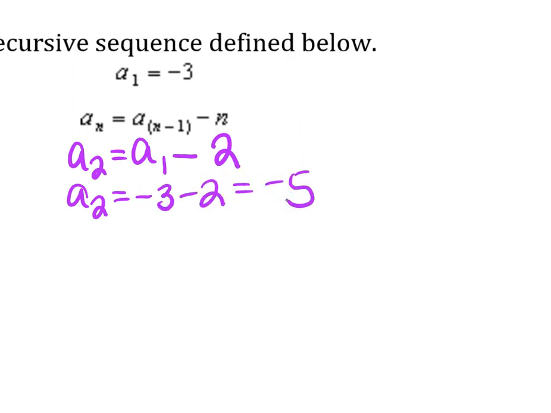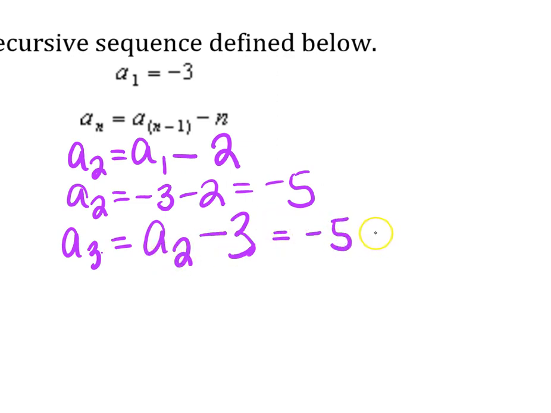So I get -5. Okay, now the pattern continues. If you want a sub 4, you're going to take the previous term and subtract. Remember, it's got to be whatever this n value is. Oh, wait, hold on a second. I skipped a sub 3. Getting ahead of myself. A sub 3 is the previous term minus 3. These are matching. Okay, the previous term I just found is -5. That's a sub 2. Minus 3 is -8.